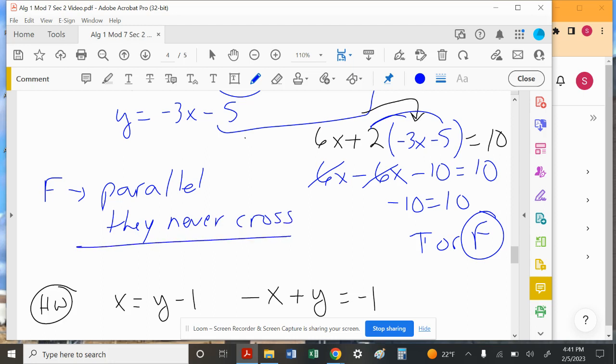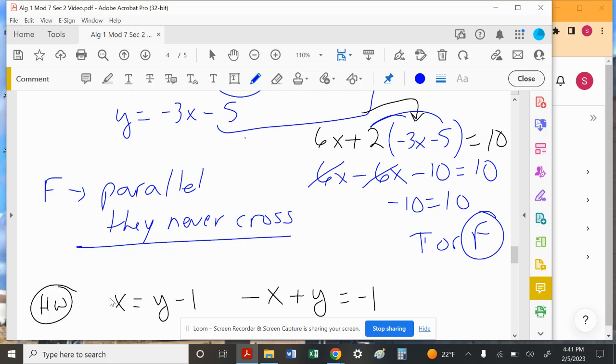Now, if, for example, positive 10 equals positive 10, and that's true, that means they are the same line. So there's two things that you can get when you're doing that. You can get that they are parallel, or you can get a solution. You can get that they are parallel, or you can get that they are perpendicular. So actually 3 different potential solutions that you have.